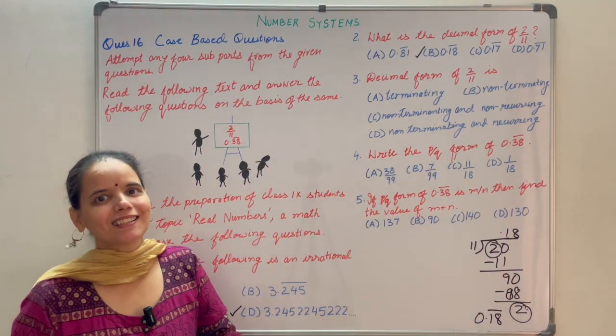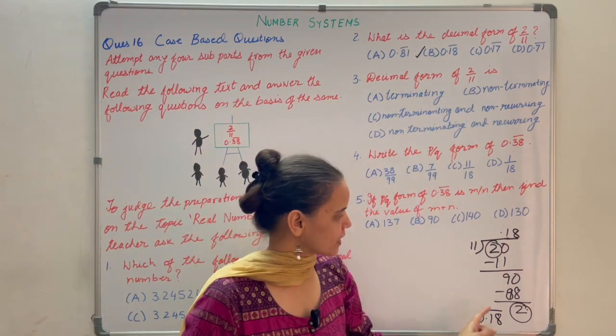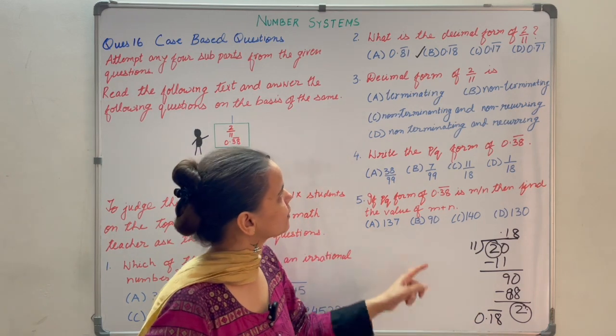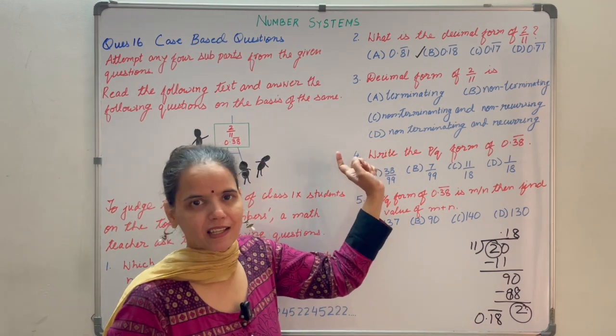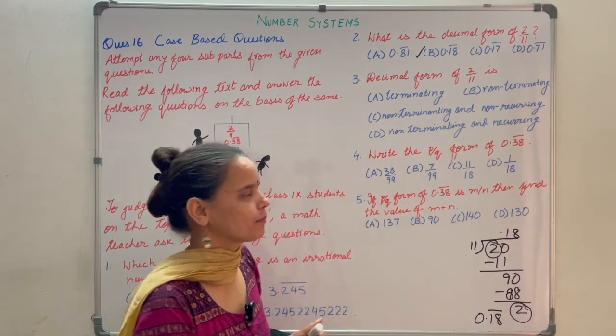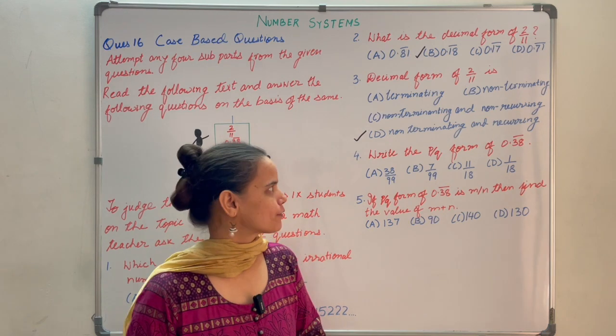Now let us discuss the third question. Decimal form of 2 by 11 is, you can clearly see that this is non-terminating, repeating. So that option you will find it here in D. So non-terminating and recurring. So you can put a tick mark for D option. Let us now discuss question number 4.